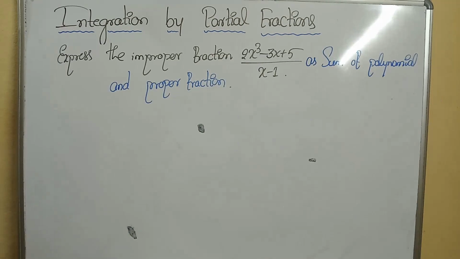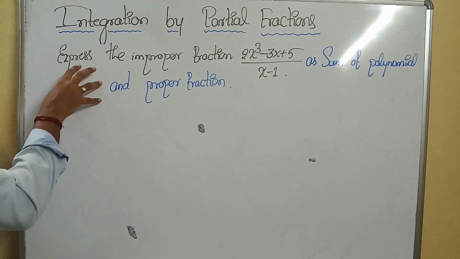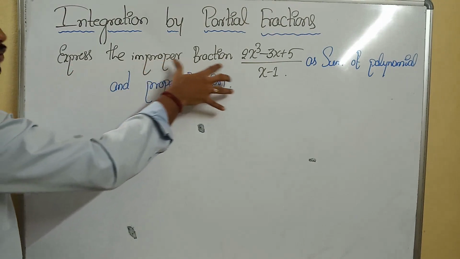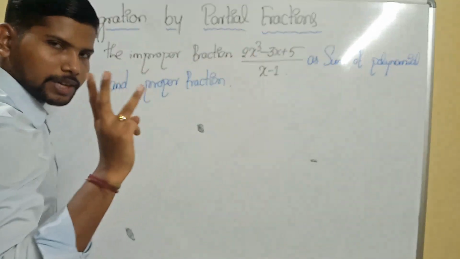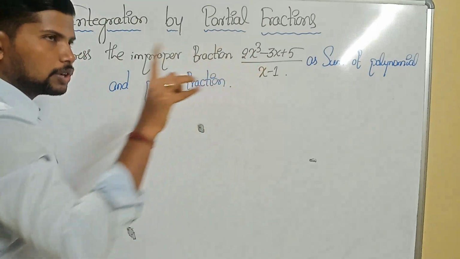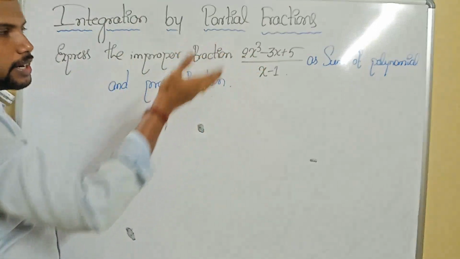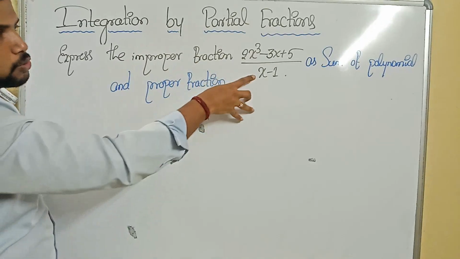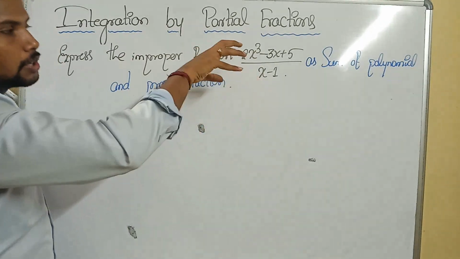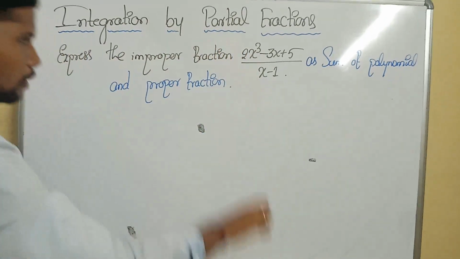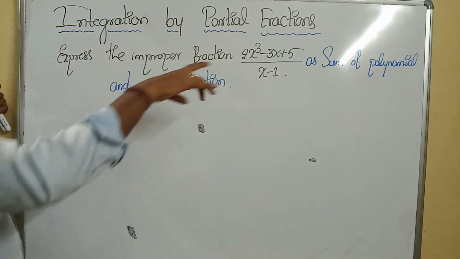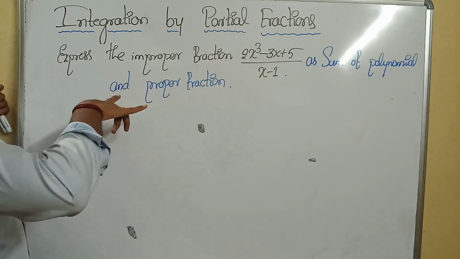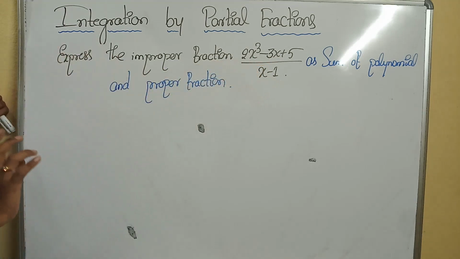Observe carefully here. In this example, we are expressing the improper fraction, meaning the given fraction is improper. Why? Because the degree of the numerator is 3 and the degree of the denominator is 1. The degree of the numerator is greater than the degree of the denominator, that's why it is an improper fraction. How do we convert this improper fraction to a proper fraction? Got it? That's why it is a sum of a polynomial as well as a proper fraction.